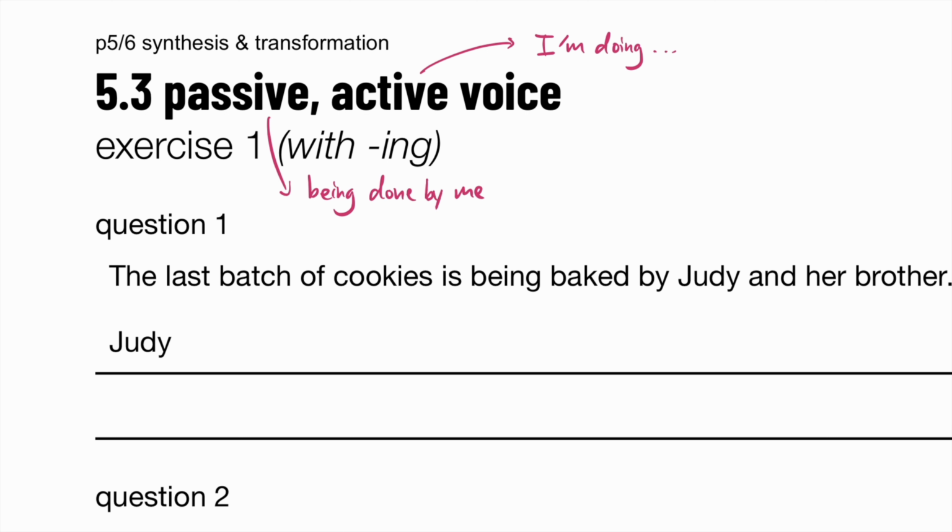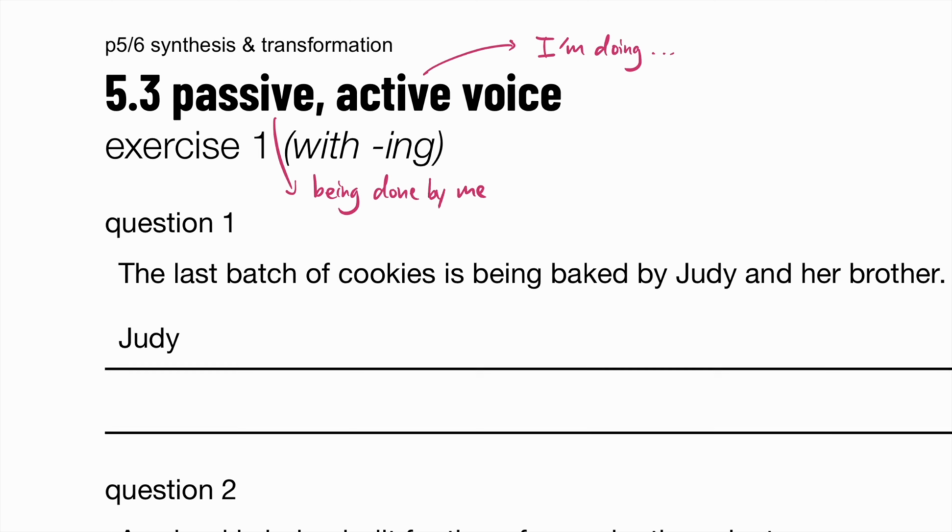Well, I'll give you an example. "I'm cooking lunch." Active voice. Passive voice: "Lunch is being cooked by me." Get it? All right, so let's go through a few examples and practice.